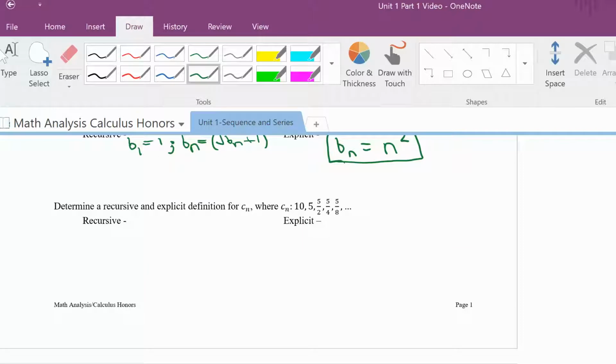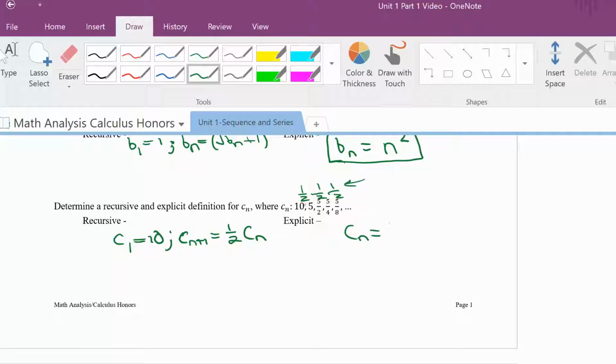For C, it's a little easier, because notice all I'm doing here is multiplying by 1/2 from term to term. So for the recursive definition, I'll say that C sub 1 is 10. And then I'll say that C sub n plus 1 is equal to 1/2 of C sub n, or C sub n over 2. Either way. For the explicit definition, it's a little trickier, but notice since you're multiplying by 1/2, 1/2 has to be part of the formula.